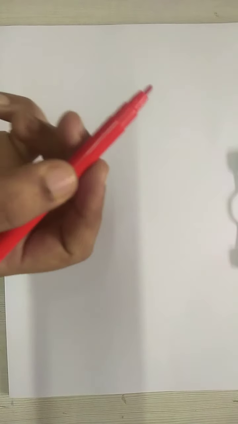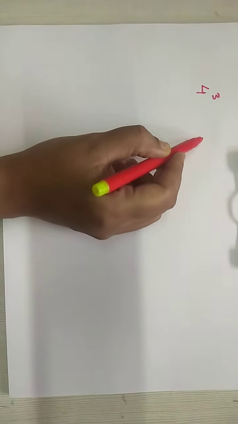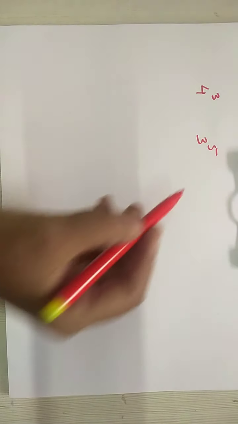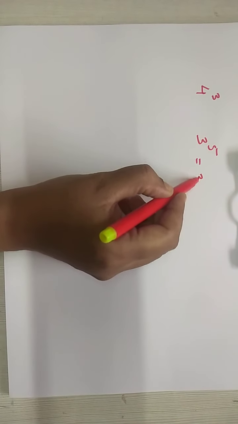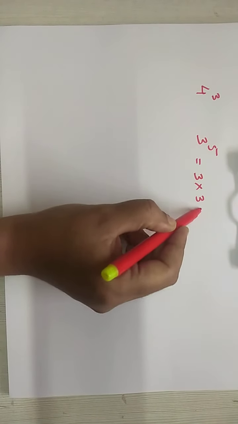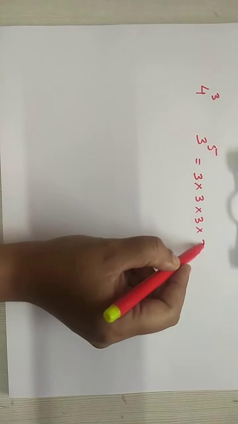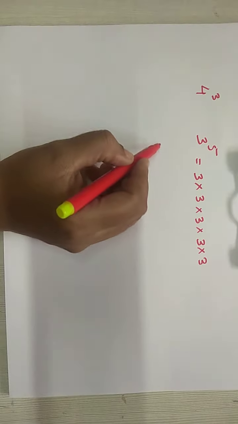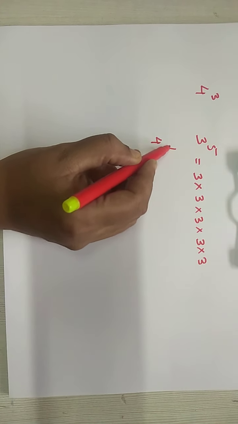After doing the quick revision of indices rule, we'll be starting with the rational indices. Till now you have learned numbers like 4 raised to 3 or 3 raised to 5, where 3 raised to 5 means 3 into 3 into 3 into 3 into 3, 5 times. Now we'll be learning examples where we'll be having rational indices.